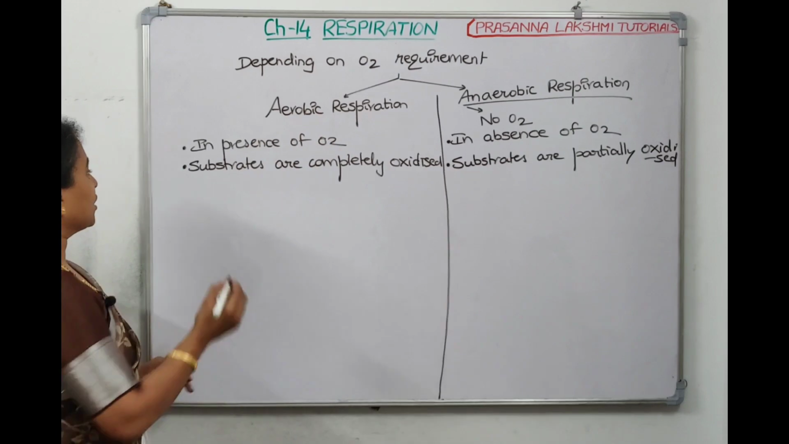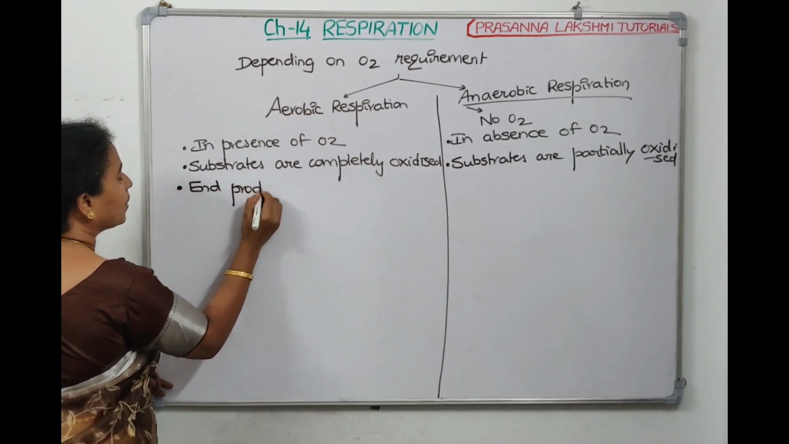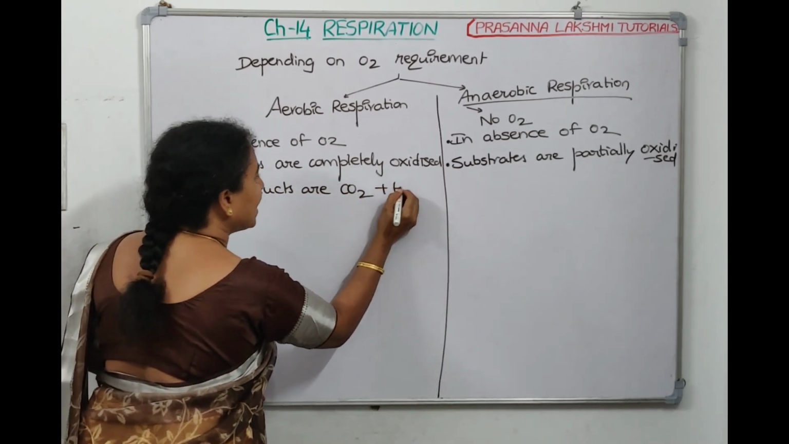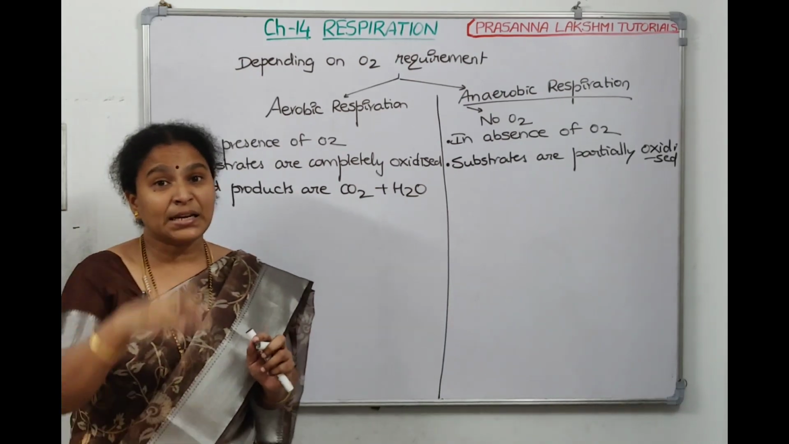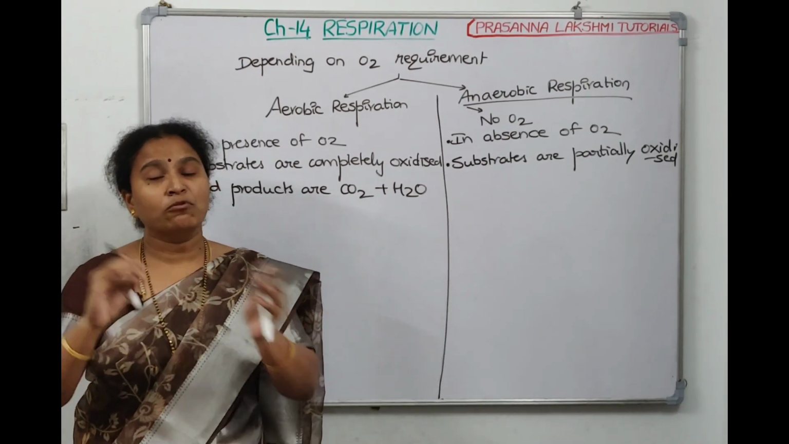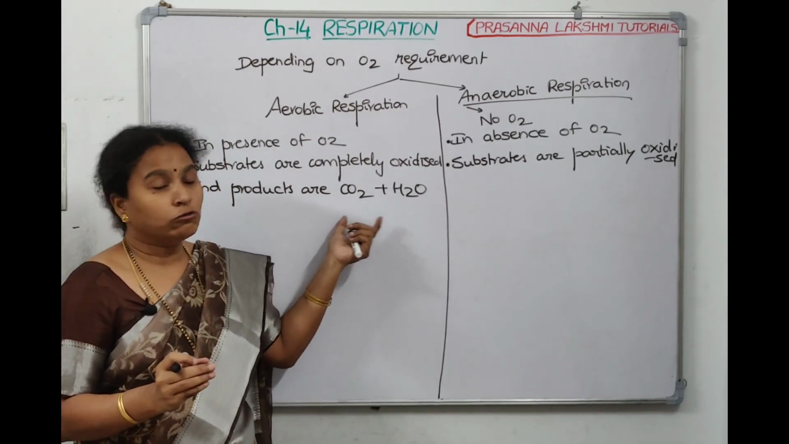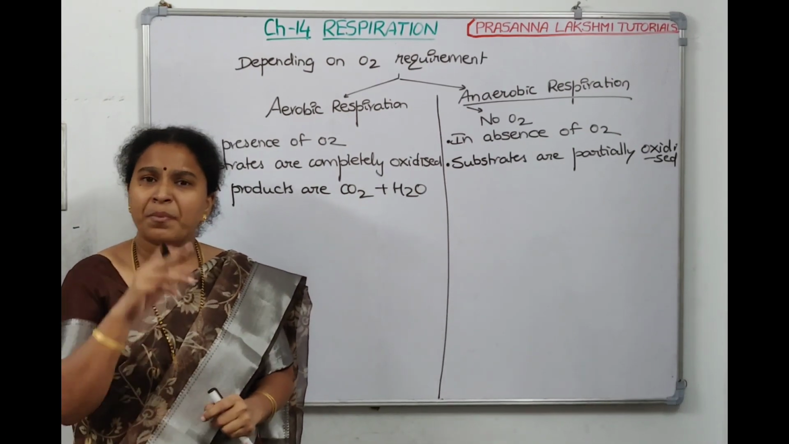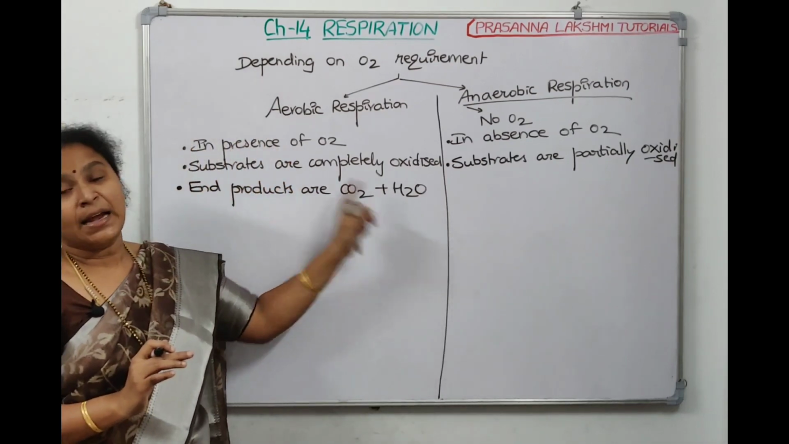So, in aerobic respiration, the end products are carbon dioxide plus water. So when we break it completely, when we remove those hydrogens, you will get carbon dioxide and water, 6 CO2s and 6 water molecules. When we do anaerobic respiration, we are not breaking all the bonds. So then we don't get carbon dioxide and water.